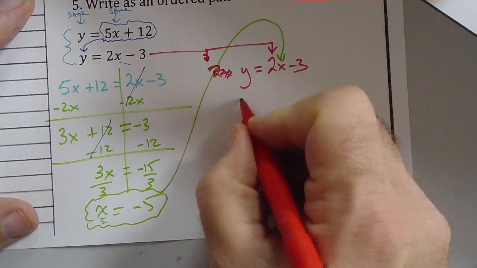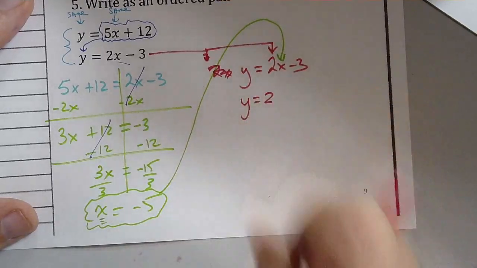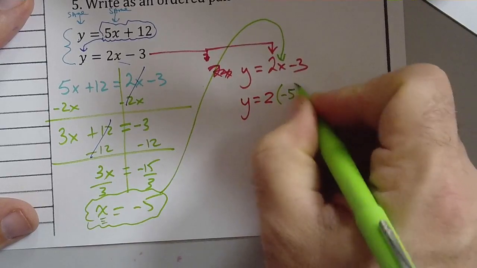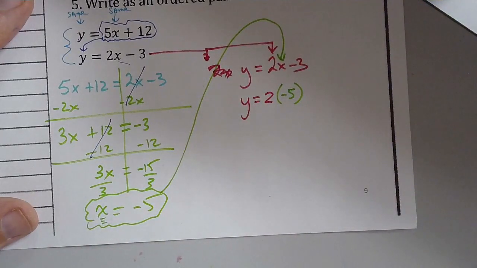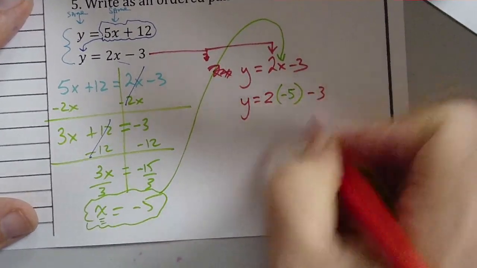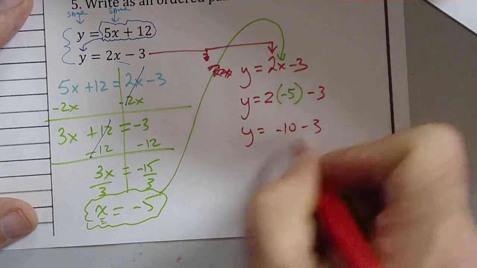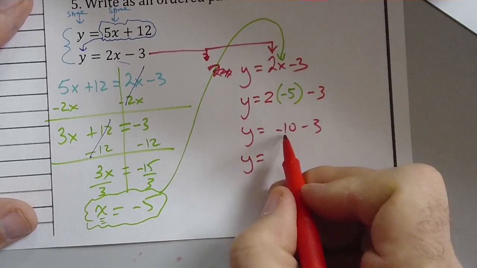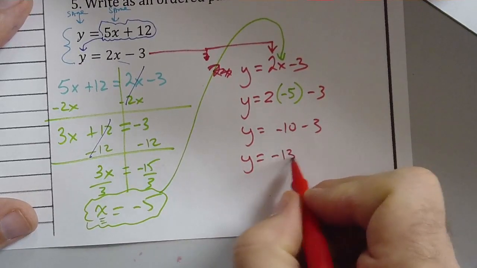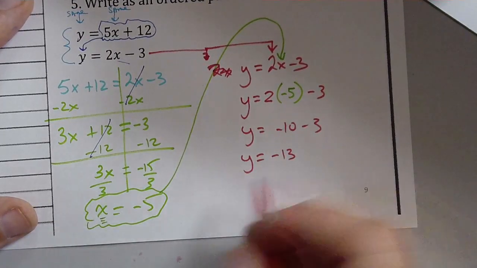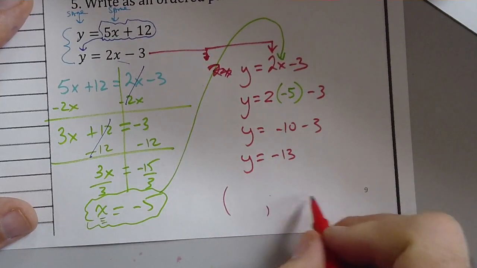So when I write this, I've got y equals 2 times x. But in this case, I'm writing negative 5 minus 3. Y equals negative 10 minus 3. Y equals, well, I've got 10 negatives and 3 negatives, which gives me 13 negatives. We've solved for y. Now, finally, I've got to write this as an ordered pair.